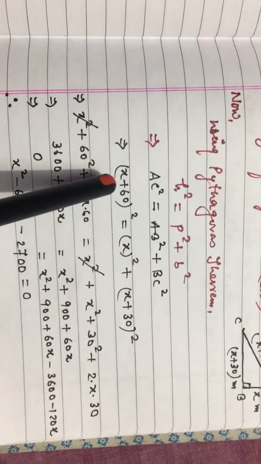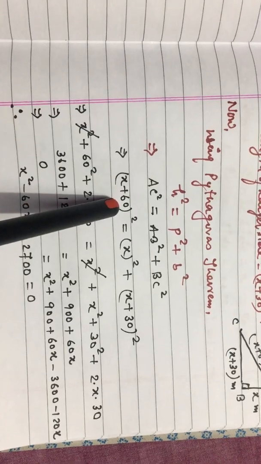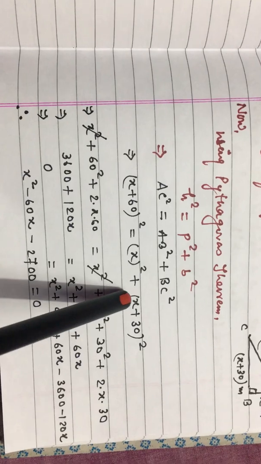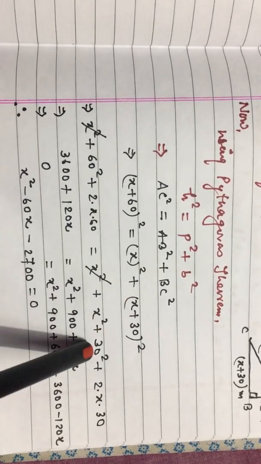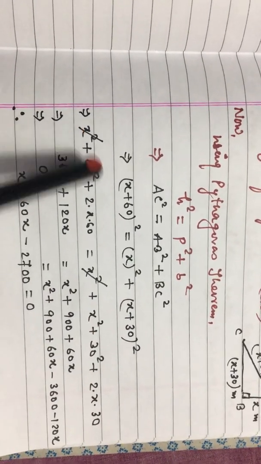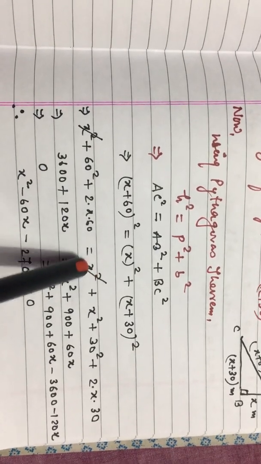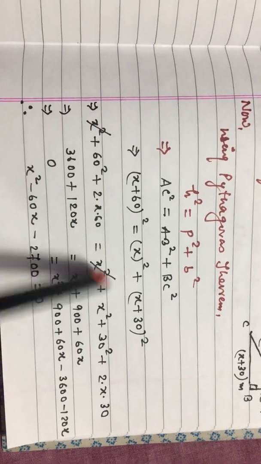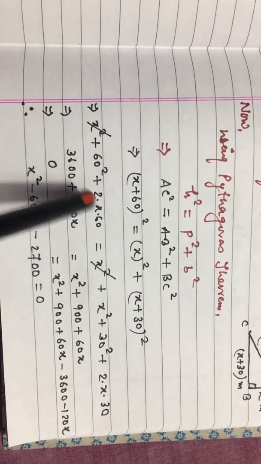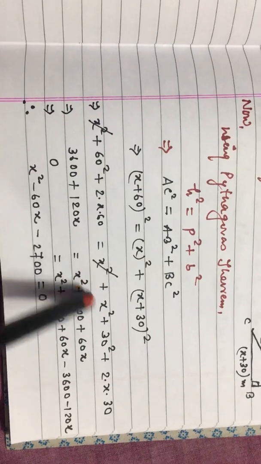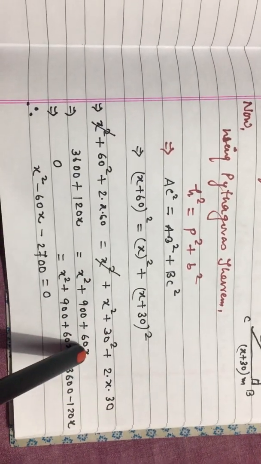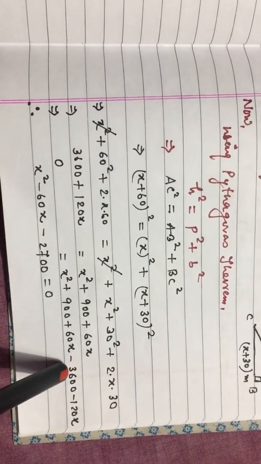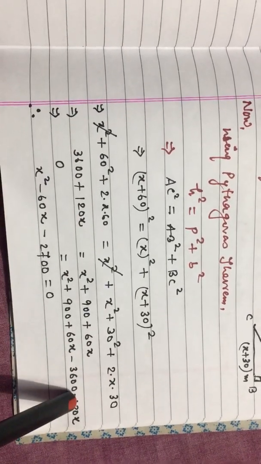Now here expanding X plus 60 by a plus b whole square, a square plus b square plus 2ab. This X square is the same. Here again applying a plus b whole square, a square plus b square plus 2ab. This X square and X square will cancel because the same term with the same sign on the opposite side will be cancelled. The square of 60 is 3600, 2 sixties are 120X, X square, 30 square is 900, and 2 into 30 is 60X. X square plus 960X is the same, plus 3600 taking this side, minus 3600, plus 120X taking this side, minus 120X.